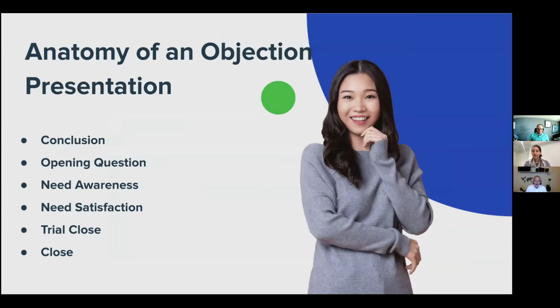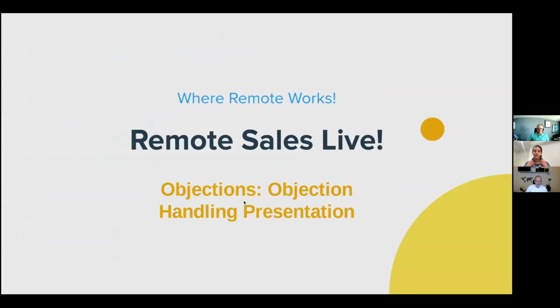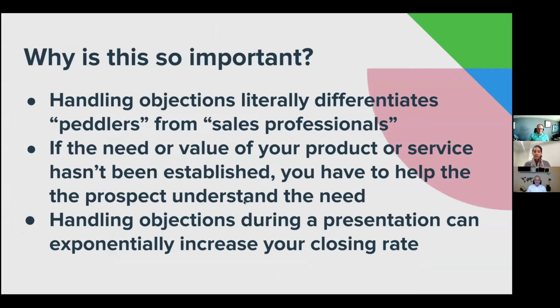So let's get right into this. When we talk about anatomy of an objection presentation, there are several different pieces to this, right? But first of all, why is it so important? Handling objections literally differentiates us between peddlers and sales professionals. In other words, anybody can make a bunch of calls, get on a phone, go through a pre-selected script, ask for the close, get a yes or no, and move on to the next call. The huge differentiator is who can actually do all of those things extremely well, but not only that, handle objections if those do come up within the sales presentation.